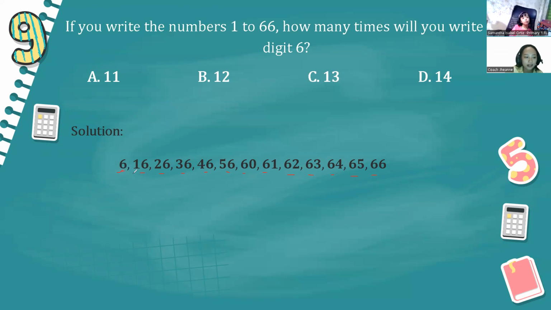We have 1, 2, 3, 4, 5, 6, 7, 8, 9, 10, 11, 12, 13, and 14. So 14 times we can write the digit 6 from 1 to 66. Okay, it is letter D. Okay, is that clear? Yes. Next.